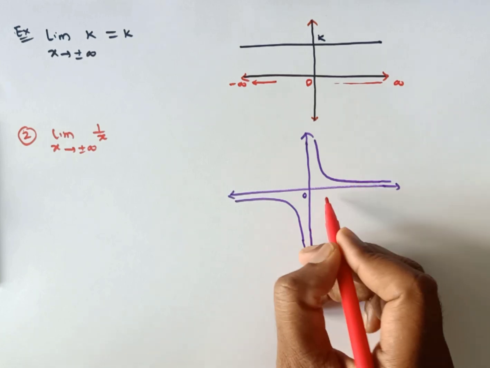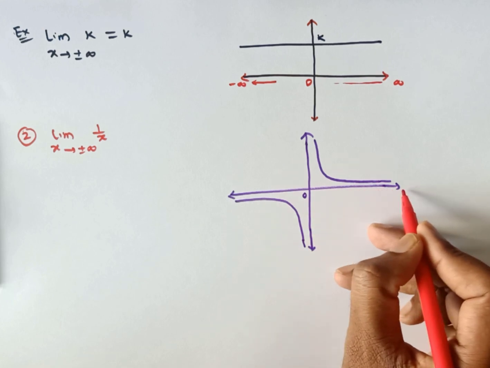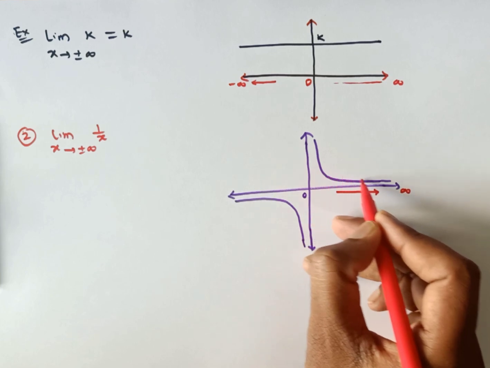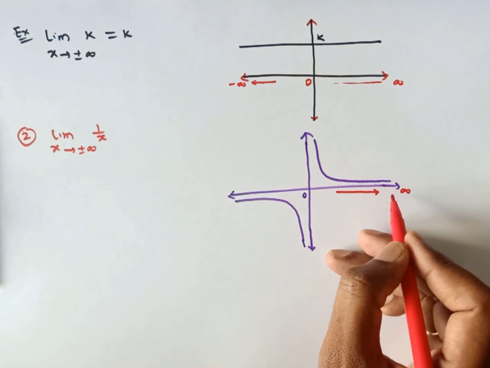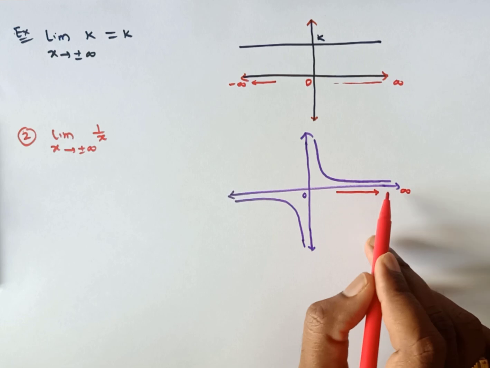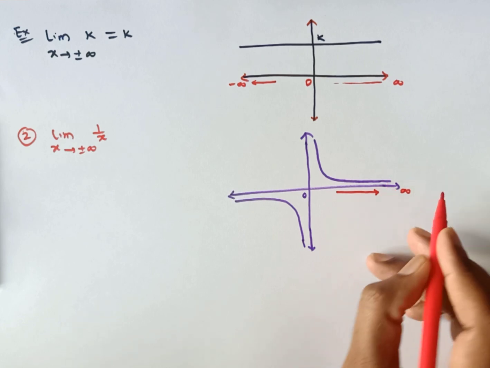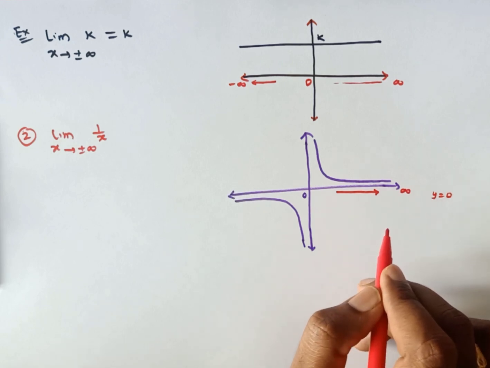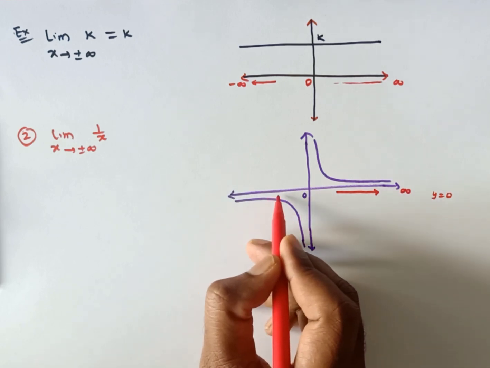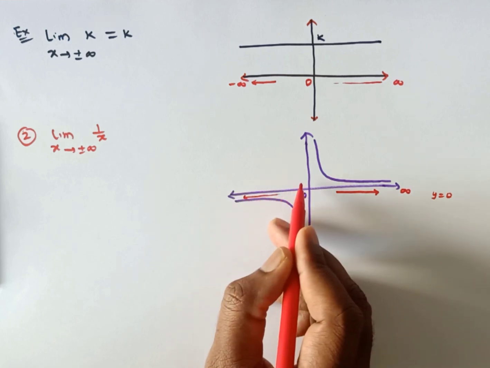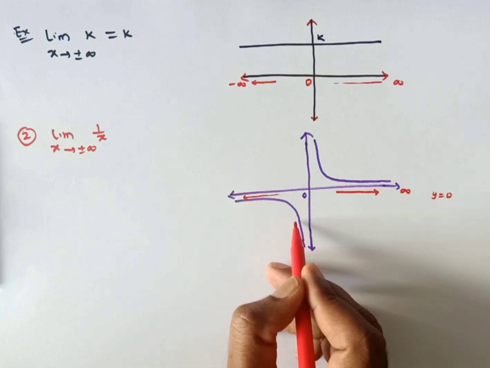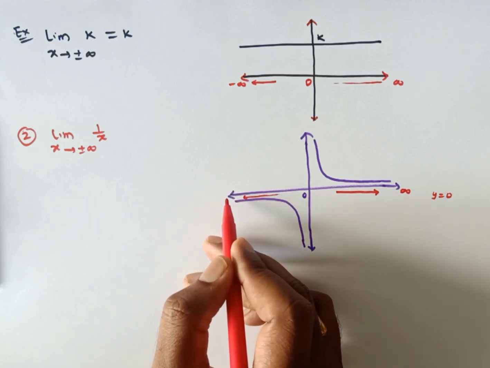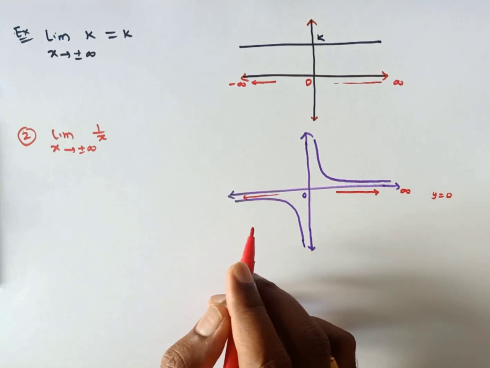Now also here you can check, as x goes to infinity, what happens? When x approaches infinity, what does the graph do? The graph touches the x axis. So when the graph touches the x axis, the y value is 0. So here the value of y is 0, or the function value is 0. Now as x goes to minus infinity, the graph f of x again approaches the x axis, which means the value of y is 0.